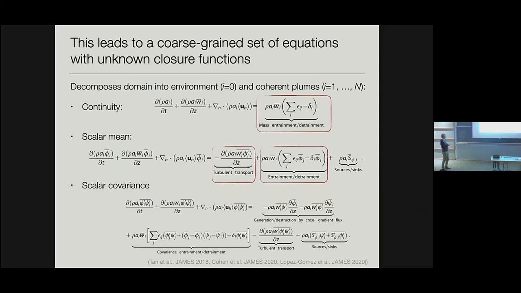You can do the same thing for any scalar variable. The scalar could be a vertical velocity, could be thermodynamic variable. You can do the same thing for higher order statistics. We go to second order.